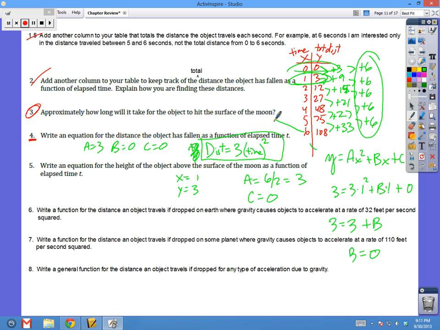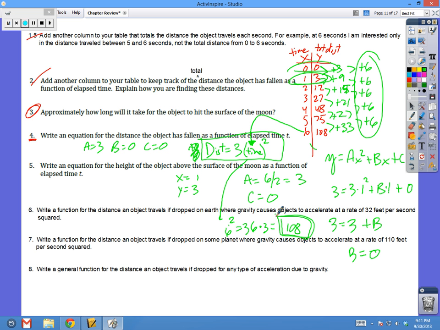So if I plug in 6 for my time, and time is in seconds, then I'm going to do this. The first thing I do is 6 squared, and that's 36. And then I multiply whatever that is times 3. 36 times 3 equals 108. That means at 6 seconds, the total distance is going to be 108, and it works.